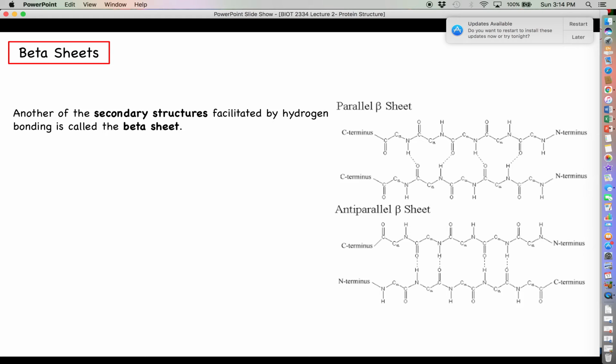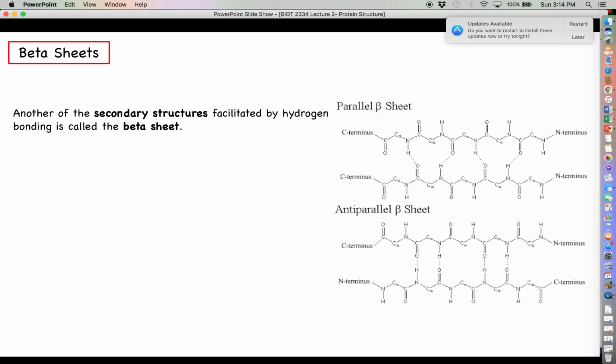Okay, so now let's talk about the other major type of secondary structure, which is called the beta sheet. The beta sheet looks a little bit different than the alpha helix, obviously, but the principle behind how this type of secondary structure gets formed and stabilized is exactly the same. Beta sheets are stabilized and formed by hydrogen bonds between oxygens and nitrogens of the backbone. Again, side chains are not participating here.